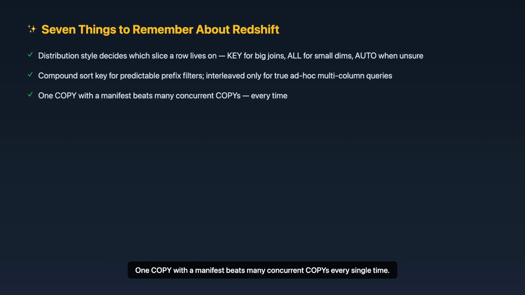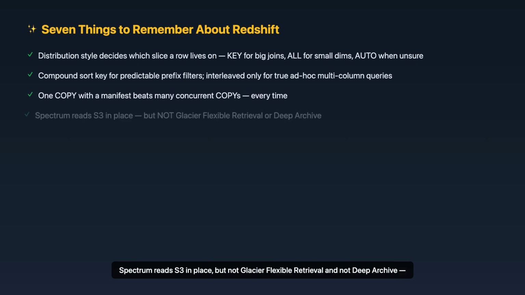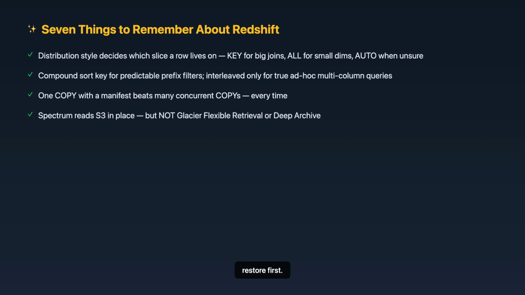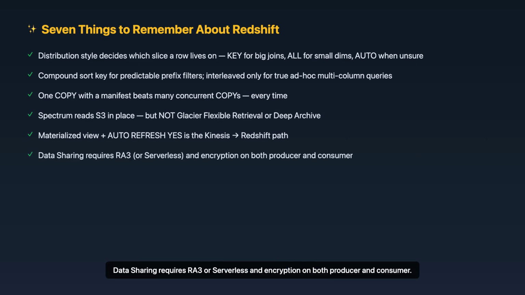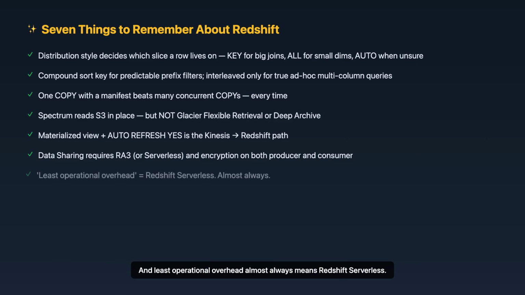One COPY with a manifest beats many concurrent copies every single time. Spectrum reads S3 in place, but not Glacier Flexible Retrieval and not Deep Archive, restore first. Materialized view with auto refresh yes is the Kinesis to Redshift path, no S3 staging needed. Data sharing requires R3 or serverless and encryption on both producer and consumer. And least operational overhead almost always means Redshift Serverless.